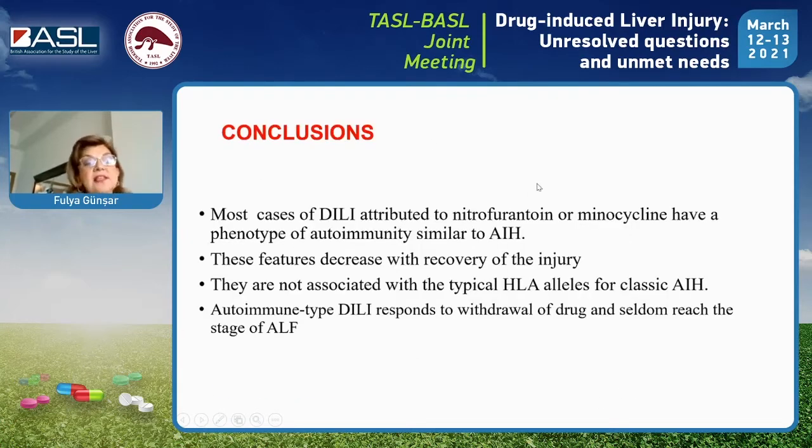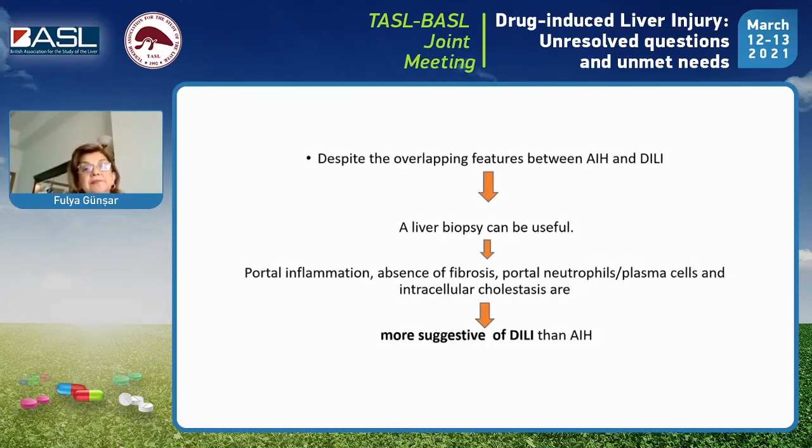In this study, most cases of DILI attributed to nitrofurantoin or minocycline have a phenotype of autoimmunity similar to autoimmune hepatitis. These features decrease with recovery of the injury. They are not associated with typical HLA alleles for classic autoimmune hepatitis, and autoimmune type DILI responds to withdrawal of the drug and seldom reaches the stage of liver failure.